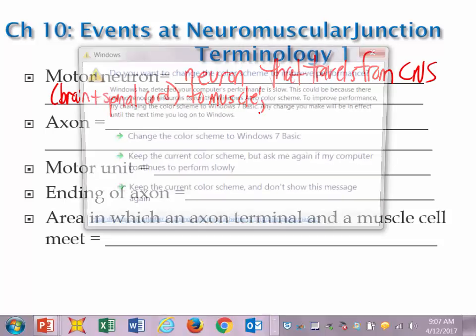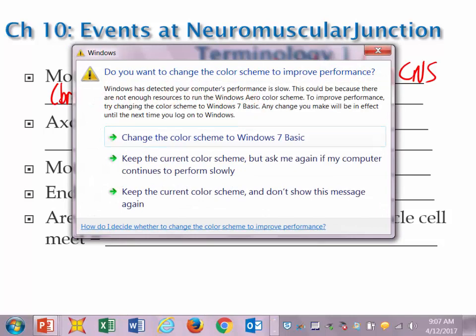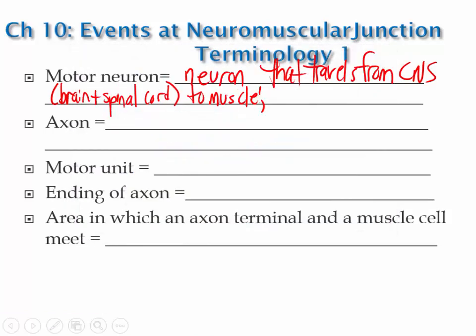Again, a motor neuron is a neuron that travels from the brain or the spinal cord, the CNS, to a muscle. So this is a type of cell. Now, the motor neuron isn't your typical type of cell. It has a body with a nucleus, but then it has a long process that sticks out and travels to the muscle, and that's called an axon. So the axon is the part of the neuron that extends from the CNS to the muscle.